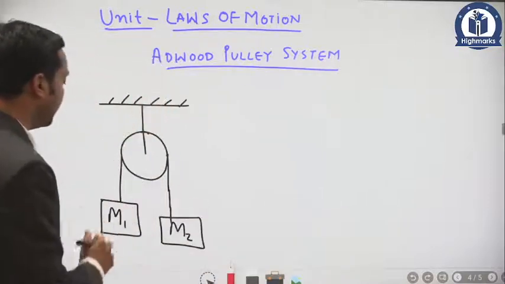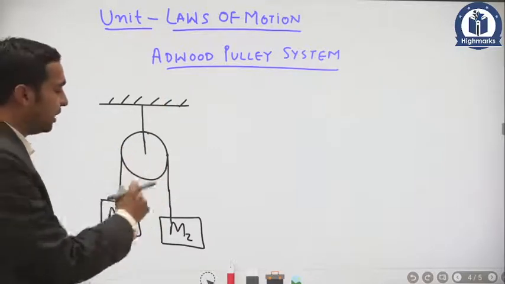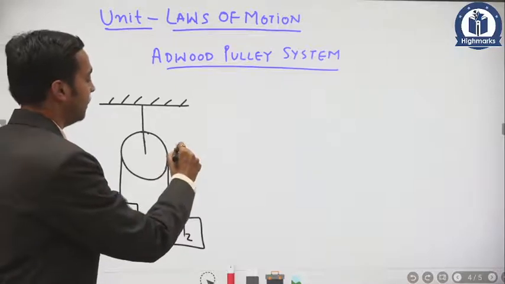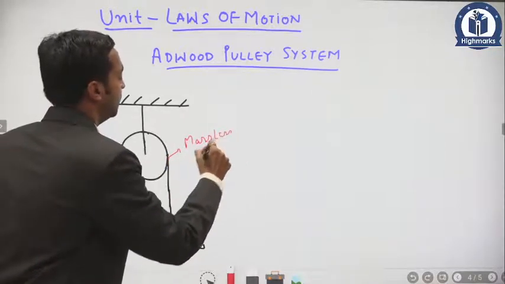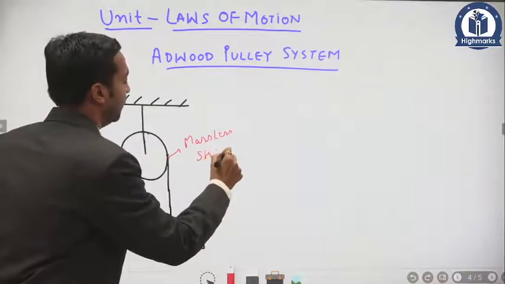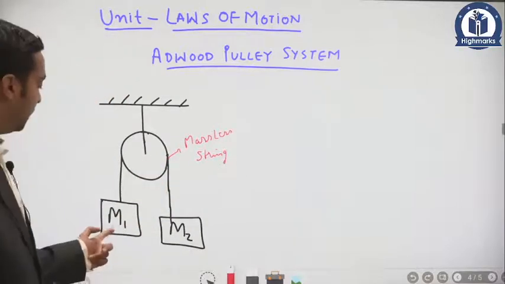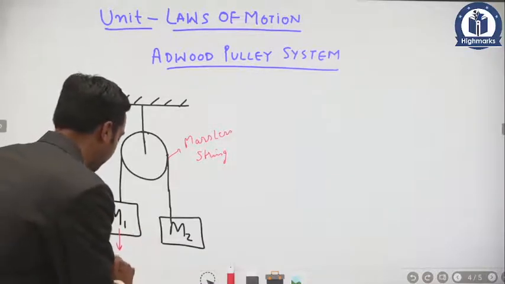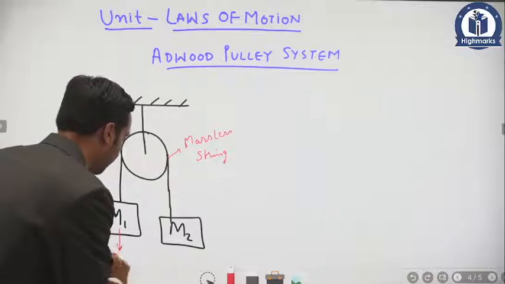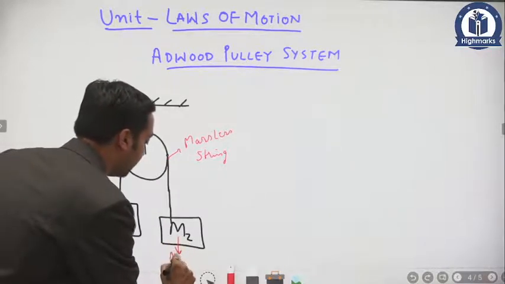So here you see that this is a pulley, and on this pulley a string is there, and it is a massless string, and this massless string is connected with the two blocks M1 and M2. So you see that, let's say this is the force of gravity which is acting downward, that is M1g, and on this mass M2 it is M2g.